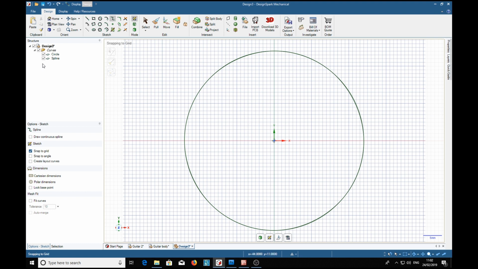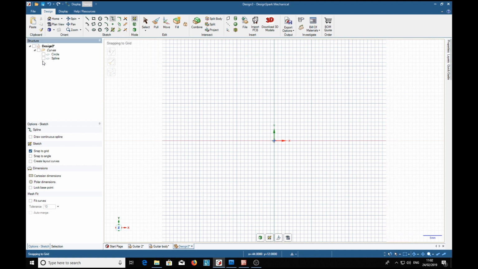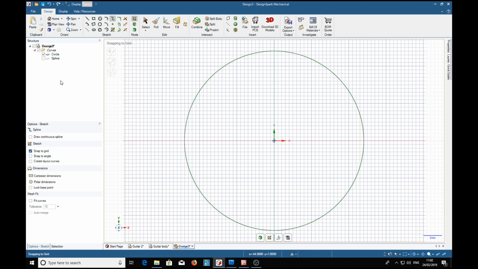So can you tell the difference? I'm going to turn the circle off. You're now looking at a spline. Turn the spline off and the circle back on. Circle off, spline back on. So now we've only used 8 vertices or knots to achieve almost a perfect circle with a spline. So that is the essential difference between using straight lines and splines to curve fit.